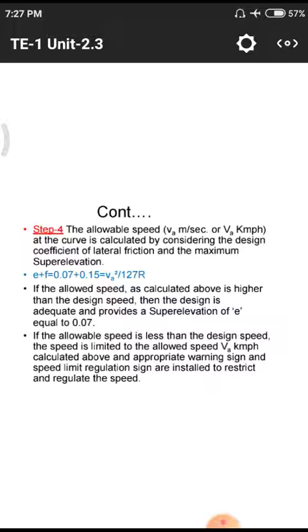If the allowable speed calculated above is higher than the design speed, then the design adequately provides super elevation e equal to 0.07. Whatever is given in the above equation, he was simply explaining. That means e, the super elevation value, is provided as 0.07. Normally, with respect to a curve, we have to provide a minimum elevation of 7% and a frictional value of 0.15. So he simply prescribes these minimum values and equates them to velocity and radius of the curve. Using these minimum values and the radius, the design speed can also be calculated.